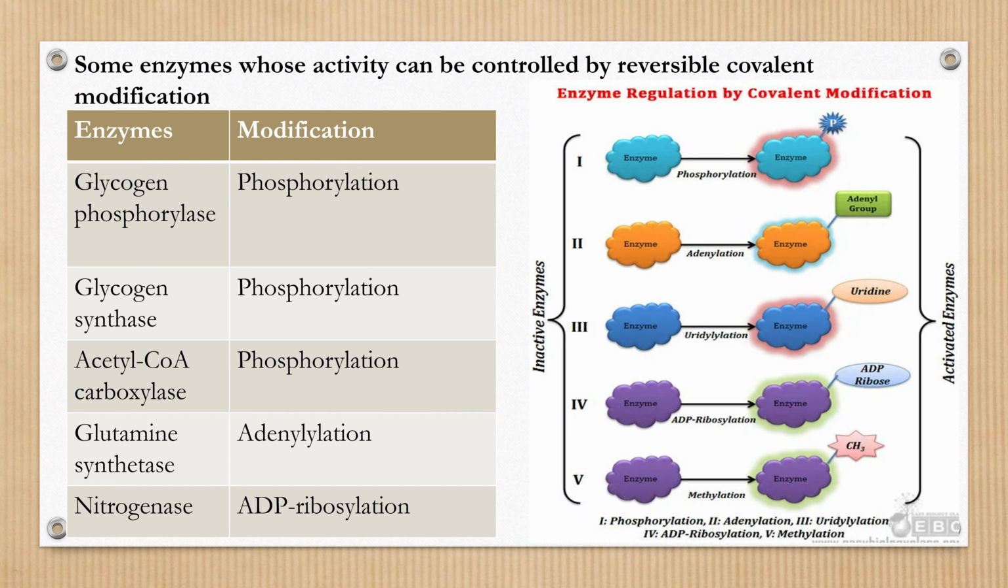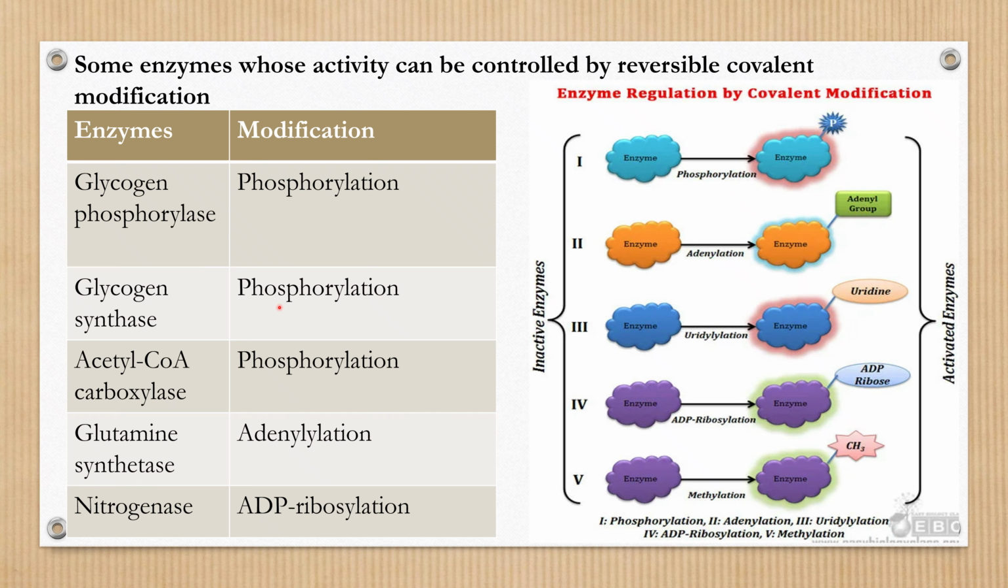Now let's see, from this table you can see there are a few more enzymes which are being activated by phosphorylation and adenylation. In the case of glycogen phosphorylase, addition of a phosphate group is activating the enzyme. Here in the case of glycogen synthase, removal of a phosphate group is activating the enzyme. So there can be cases where removal of a phosphate group is also activating the enzyme.